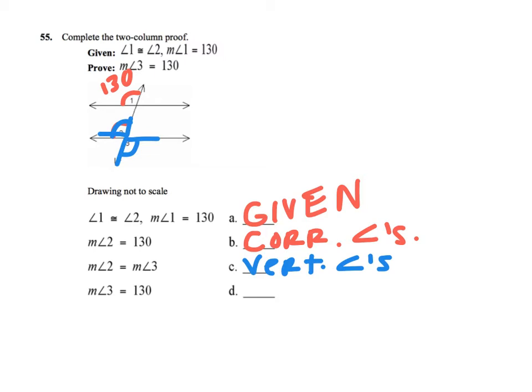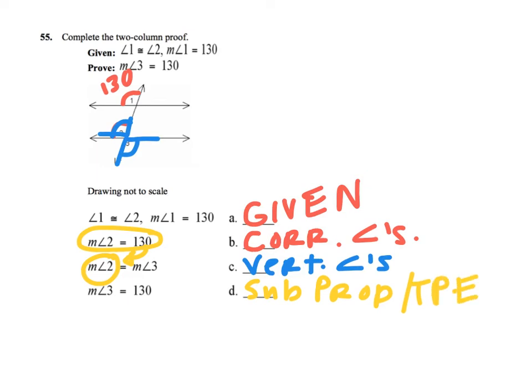And my last one says angle 3 equals 130. I would say that this one's substitution. So I'm going to say subprop. My reason for that is because I know the measure of angle 2 equals 130. And so I took 130 and plugged it in here. I think you could also argue that this is the transitive property. Your test will be multiple choice, so it'll either be the substitution property or transitive, which we abbreviated as TPE. Either one would work, but I'm assuming only one of those will be an option.